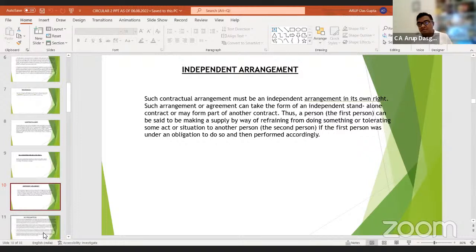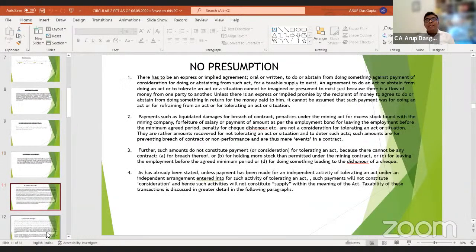So what are independent arrangements? This is again an area which is very dark. I think a gray area is being created through this. Whatever views I'm expressing here are all personal views. Here they're saying that such contractual arrangements must be an independent arrangement in their own right. So a person can be said to be making a supply by way of refraining from doing something, or tolerating some act or situation, to another person, if the first person was under an obligation to do so and then performed accordingly. That is very important in what they are saying. What has been clarified here, I think, is a difficult proposition because an independent arrangement will not always arise.